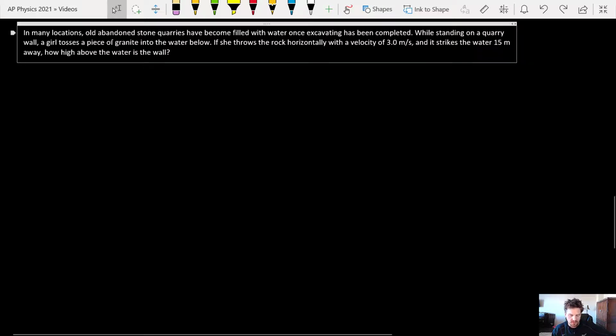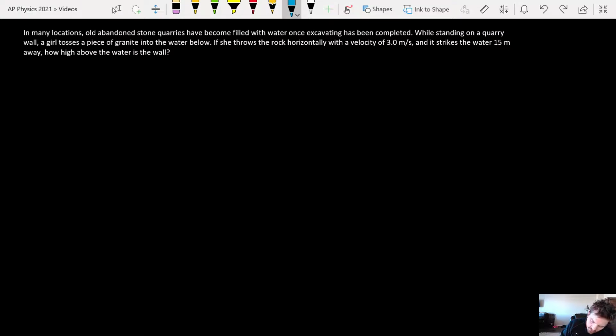In many locations, old abandoned stone quarries have become filled with water. While standing on a quarry, a girl tosses a piece of granite into the water below. If she throws the rock horizontally with a velocity of 3 meters per second, and it strikes the water 15 meters away, how high is the question? Above the water is the wall.